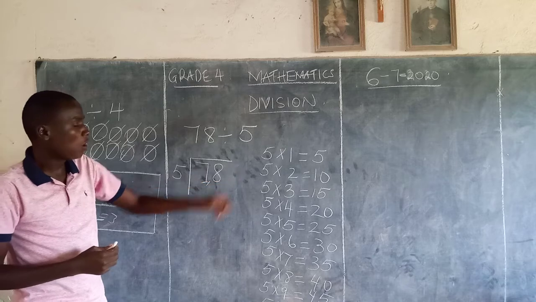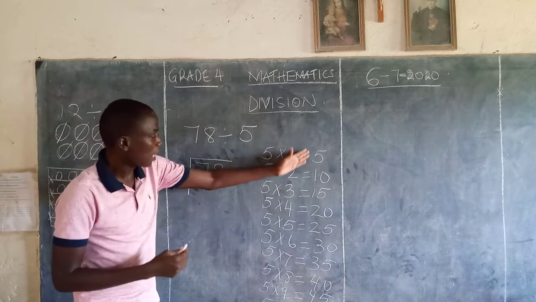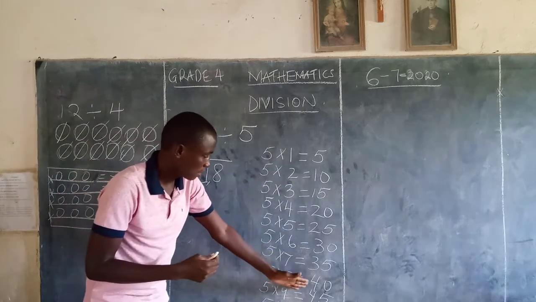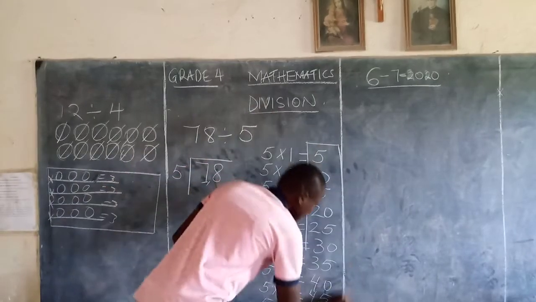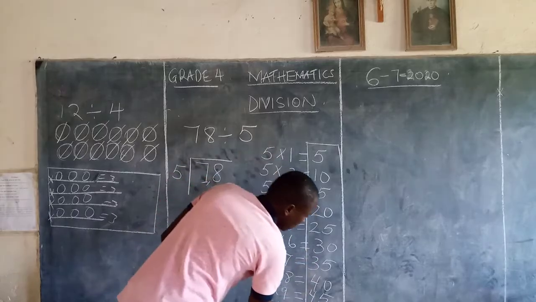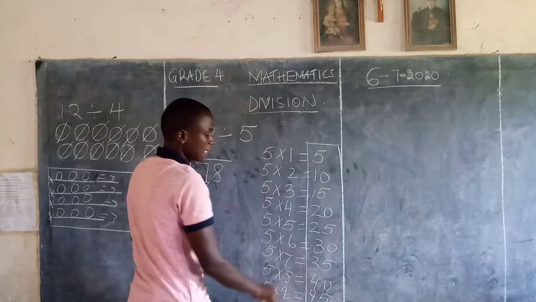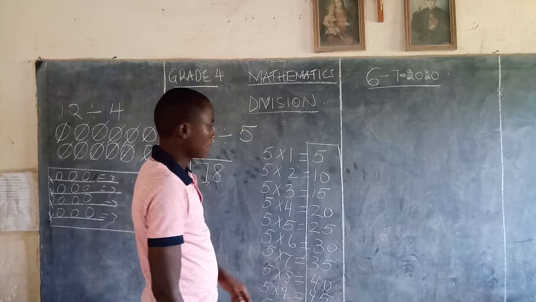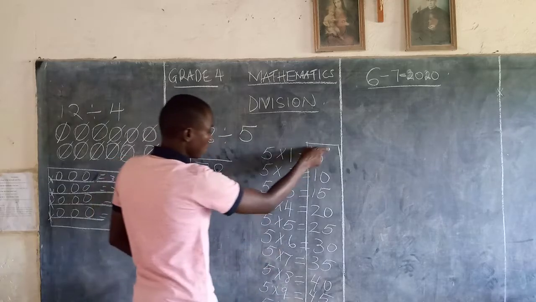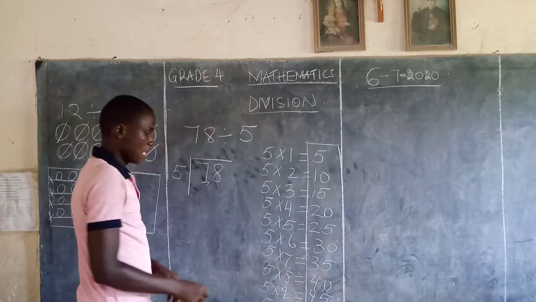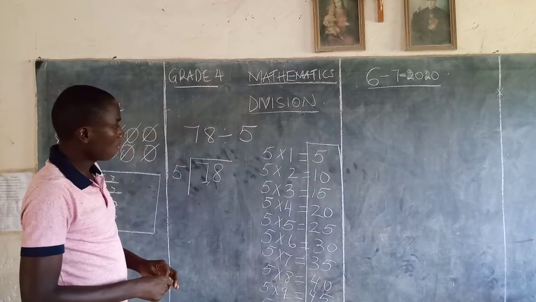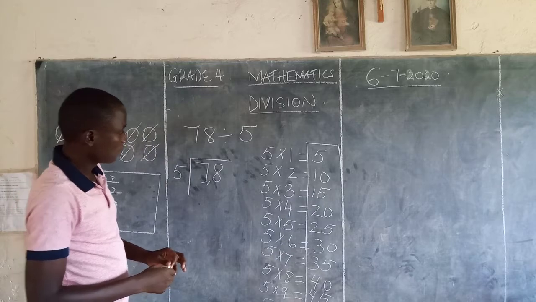You go to your table, look for your number here, 7. On the answers, check 7 on the answers. On this part, on the part of multiples. Answers, we call them multiples in mathematics. Check 7 on the multiples. We don't have 7. There's no 7.